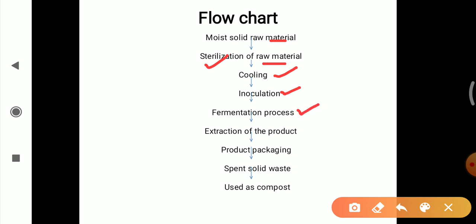After a specific period of time, if the fermentation process is complete, we go for extraction of the product. We will recover our product. After the extraction, we go for product packaging. We will do the packaging of our product, and the spent solid waste, whatever extra waste is left, can be used as compost. This is the flow chart of SSF fermenter.